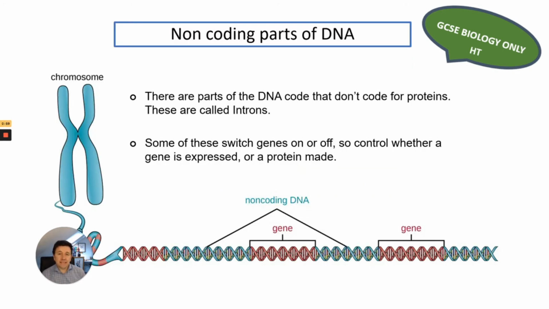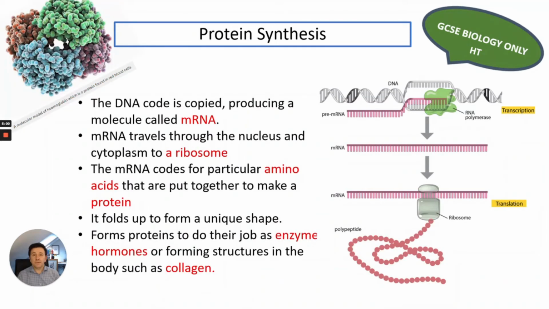There are also, in the DNA code, non-coding parts. You will need to know this for GCSE biology higher tier only. There are parts of the DNA that don't code for a protein. Those are called introns. There are large parts of the code that don't actually code for proteins. Scientists believe that these switch genes on or off, so they can control whether a gene is expressed or a protein is made. Currently there is a lot of research into this part of the DNA code, known as non-coding DNA or introns.